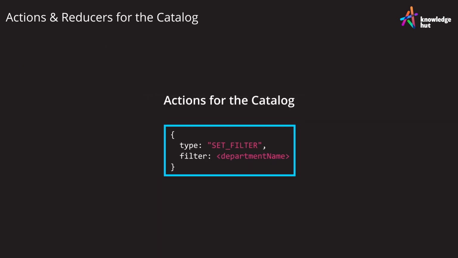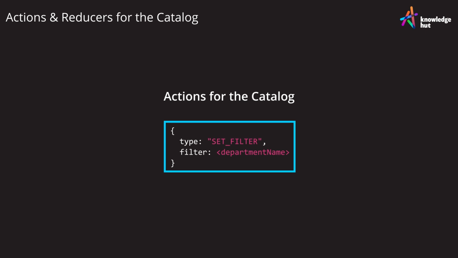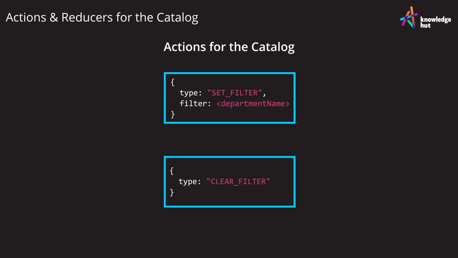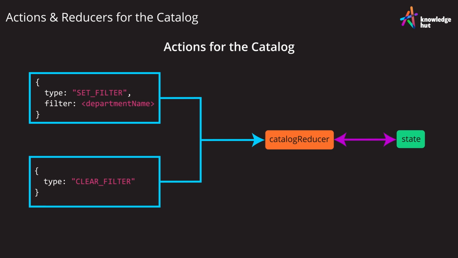So we'll build two actions, namely set_filter and clear_filter, and we'll consequently equip our catalog reducer function to mutate the filter property when these actions are dispatched by our buttons on the UI. In this video, we'll build the actions and the reducer capabilities, but we'll do the actual connectivity with React components in the next video.